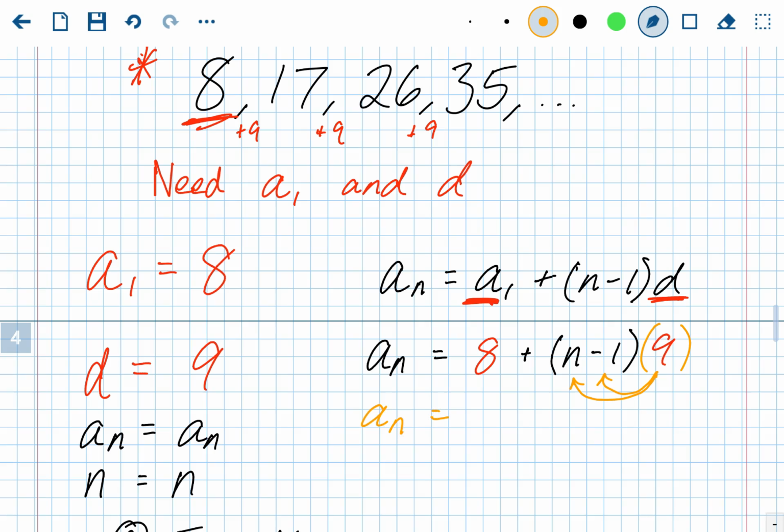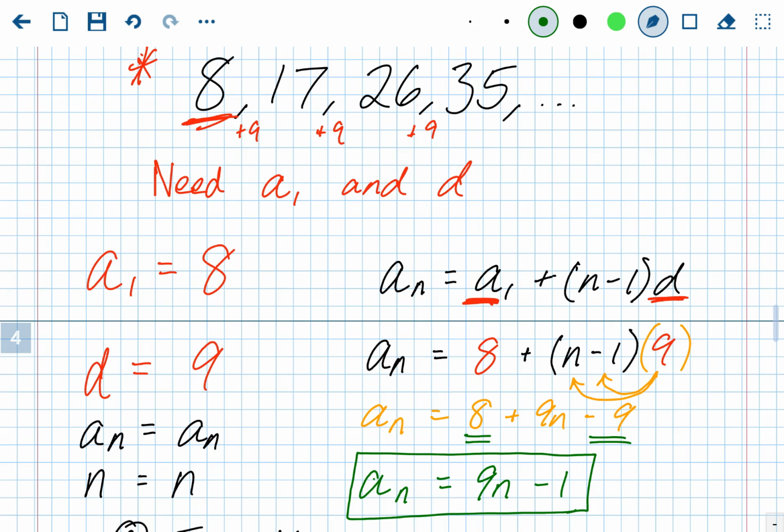That gives us a sub n equals 8 plus n times 9 is 9n. Negative 1 times 9, negative 9. And then all you have to do is combine like terms. We have an 8 and a minus 9. They're on the same side of the equal sign, so you don't have to switch signs. You're not adding 9 to both sides. They're on the same side. All you have to do is combine them. 8 and minus 9 gives you negative 1. So our final equation for a sub n is equal to 9n minus 1.